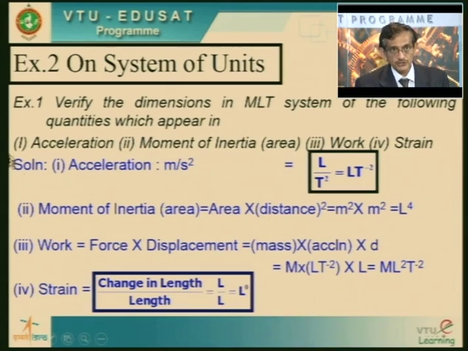But let us come to this question. Moment of inertia, areal moment of inertia, area into distance square. Area you know very well. I measure the area in SI system in meter square, and distance in meter, so meter square into meter square will make it length to power 4. Is it okay? So moment of inertia is represented as L to power 4, correct?